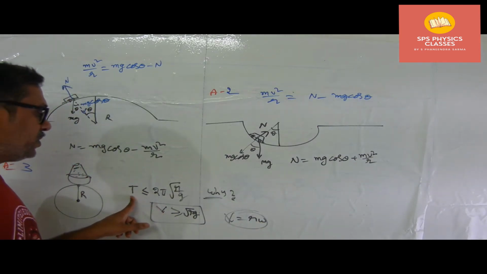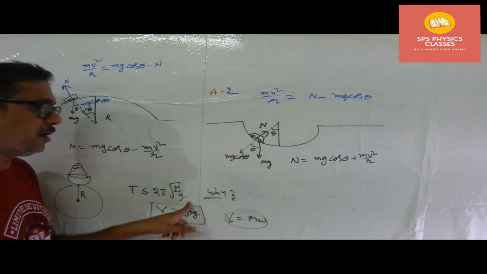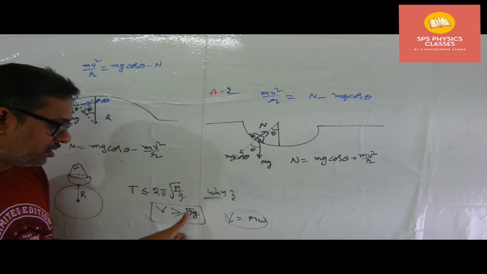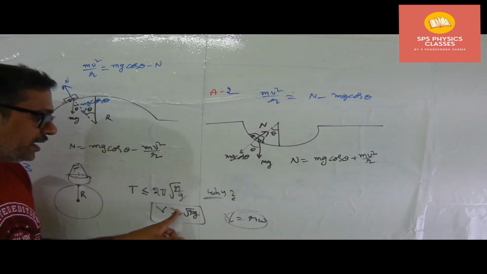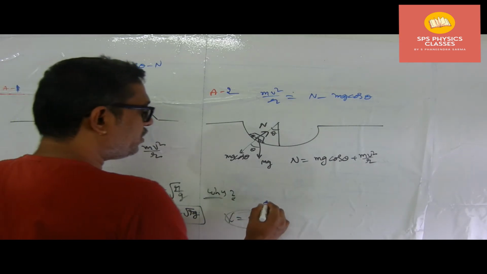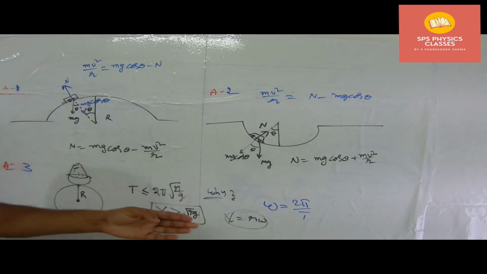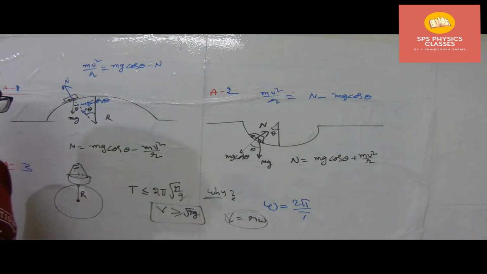And then upon solving, we will get the time period T less than or equal to 2 pi root of R by g. That is the reason. Why? V should be greater than or equal to square root of Rg. V is equal to R omega. Further, from rotatory motion, omega is equal to 2 pi by T. So substitute here, you will get the correct answer for the problem. Okay, thank you.